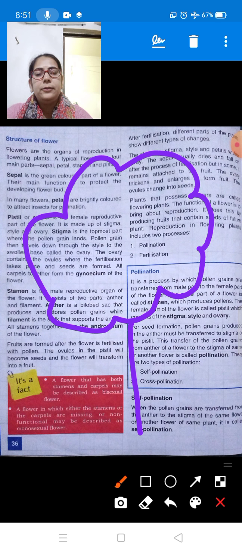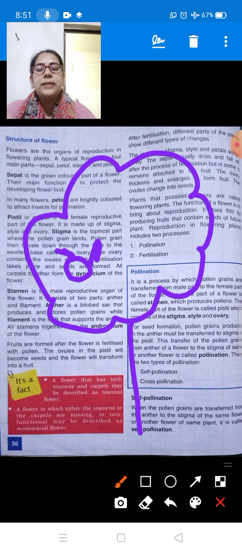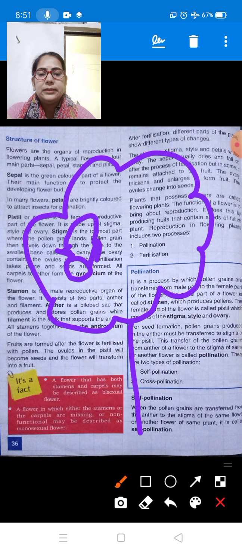This is the plant. And this is a flower in which this is the male reproductive part and this is the female reproductive part. The transfer of pollen grains from this anther to the stigma of the same flower is called self pollination. Anther is on this flower and stigma is also on this flower, so this type of pollination is called self pollination.